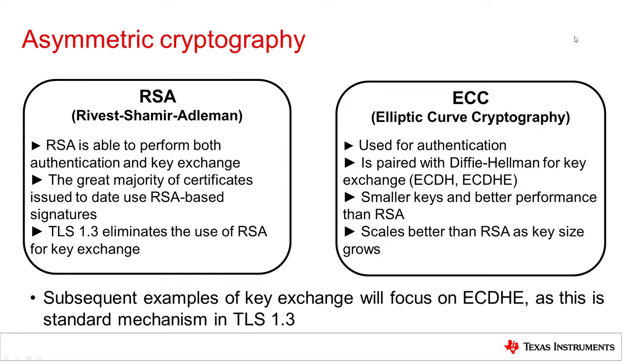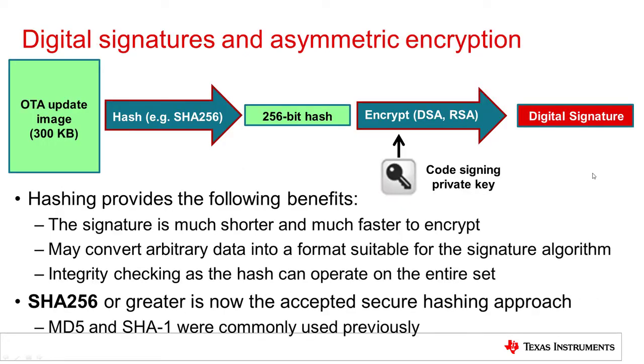Elliptic curve cryptography is likely to see growing use in the future because it has smaller keys and better performance than RSA and scales better as the key size grows. Because TLS 1.3 will not be using RSA for key exchange, our examples of key exchange are just going to use something called ECDHE, as this is now going to be the common mechanism used going forward.